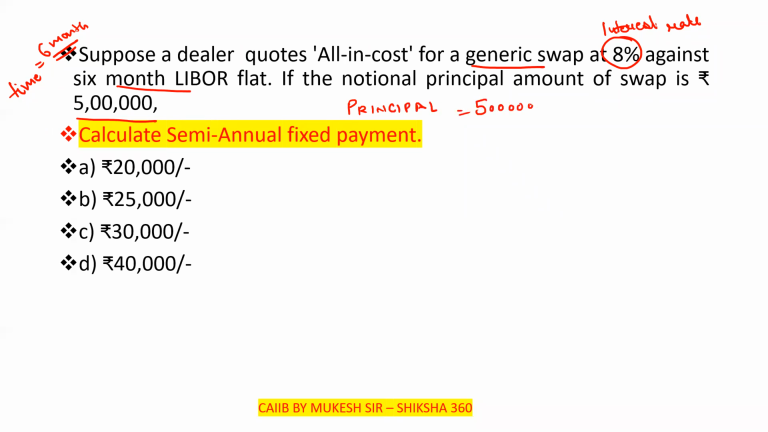So calculate the semi-annual fixed payment. In these types of questions, they ask for the semi-annual fixed payment. That is the interest. How much do they have to pay semi-annually, that is half yearly? How much interest do they have to pay?